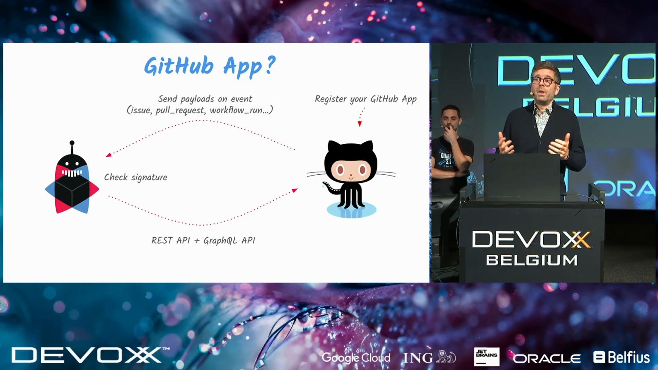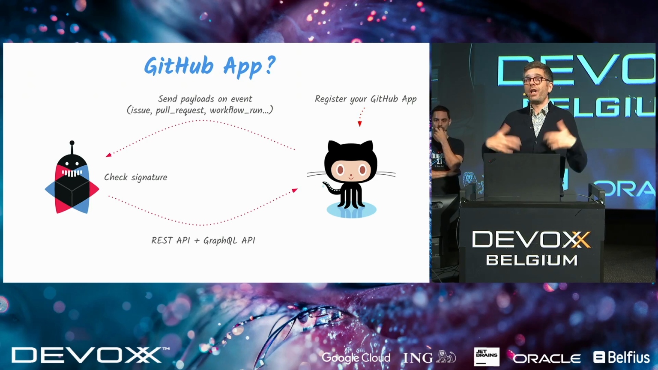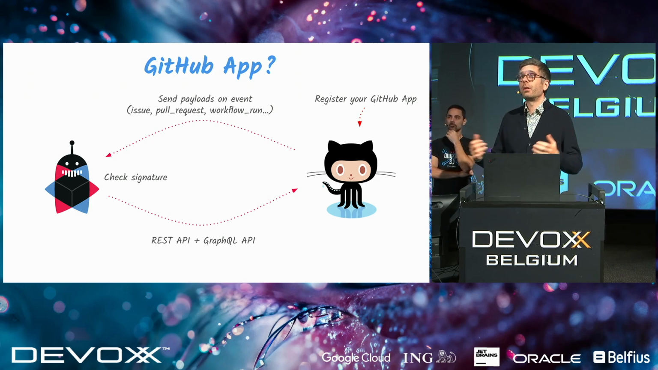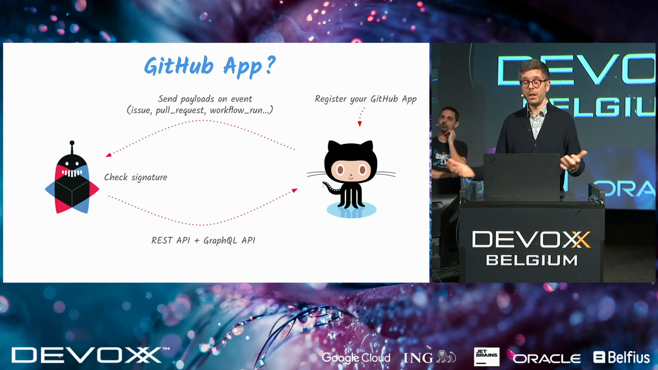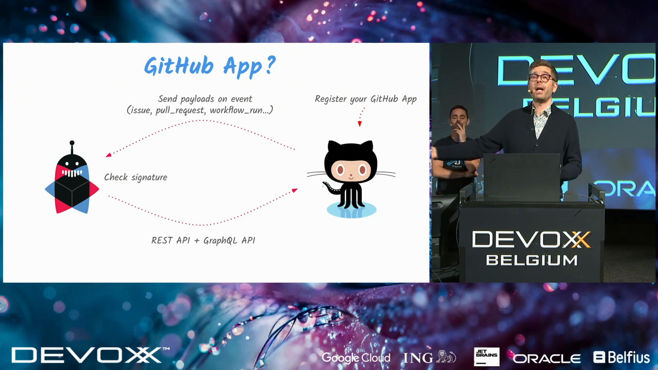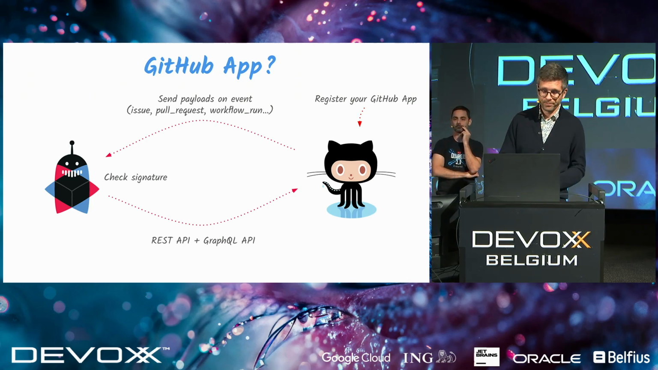So its job is basically to check that the request is legit. Usually, you check the signature, and you say, oh, OK, it comes from my GitHub app, so it's fine. I can handle it. And then it will do stuff, whatever you want, really. And usually, you will make use of the REST API or the GraphQL API to do something on GitHub. And that's really as simple as that.